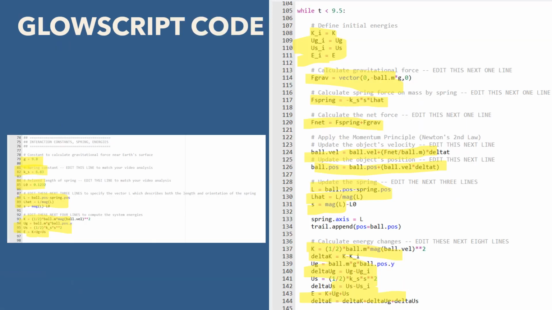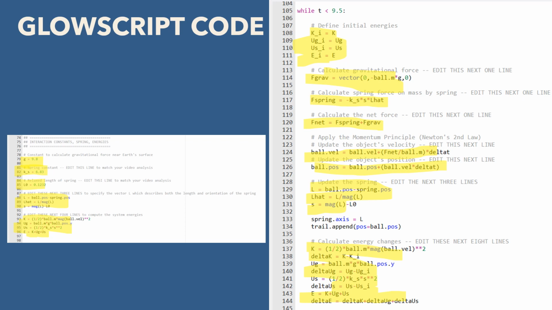Now we have the GlowScript code. I highlighted some very important information that I had to type in. We have the gravity, Ks, L naught, which, like I said, was 0.123 and 6.83, and then we had to type in L and L hat and the S, and then K, UG, US, E, which we have defined before. We know that E is just the K plus UG plus US, which is kinetic and gravitational and the spring energy potential, and then US is equal to 1/2 ks squared.